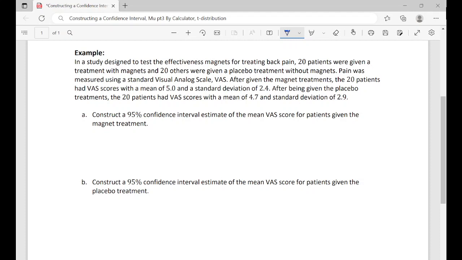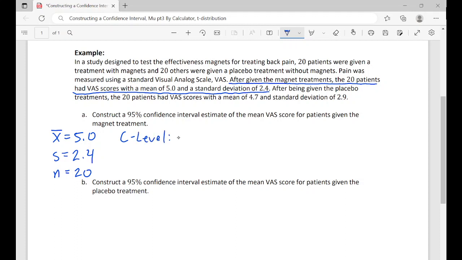So when we're using our calculator, we need to know a couple of things. First off, we need to know what our mean is, our x bar. In this case, for the magnet treatment, this is the information for the patients that had magnetic treatment. We had a mean of 5.0 with a standard deviation of 2.4 and an N value of 20 with a C level, confidence level, that is 0.95.